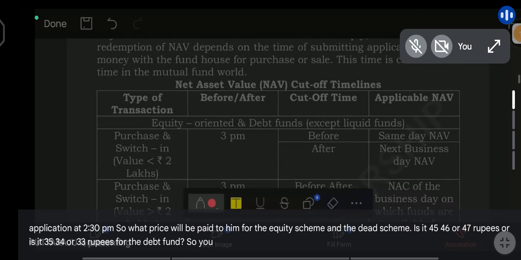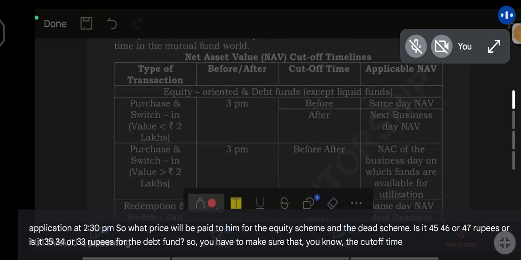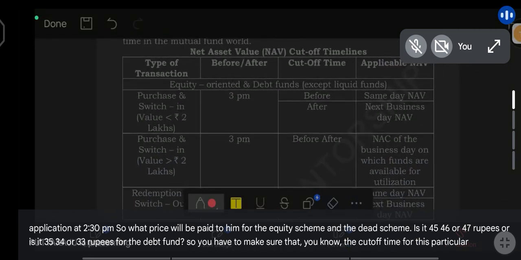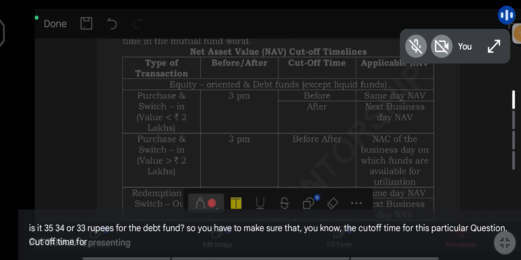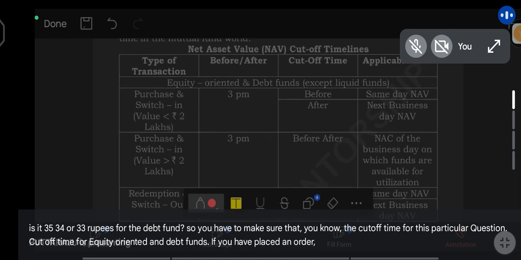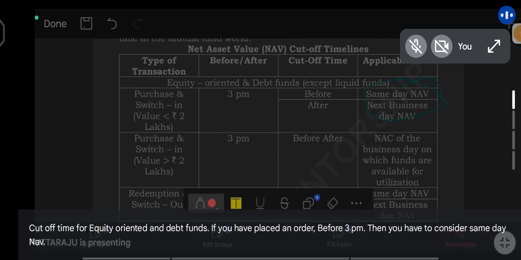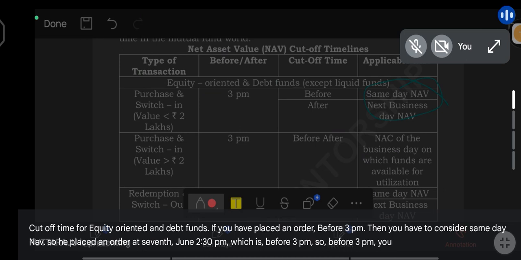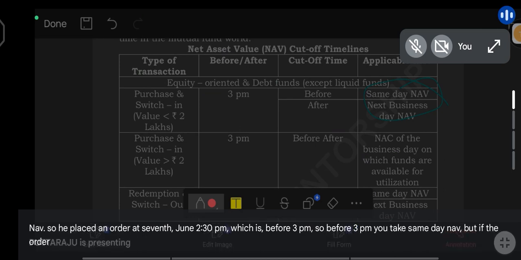So you have to make sure that you know the cutoff time for this particular question. Cutoff time for equity oriented and debt funds. If you have placed an order before 3 p.m., then you have to consider same day NAV. So he placed an order on 7th June at 2:30 p.m., which is before 3 p.m. So before 3 p.m. you take same day NAV, but if the order is after 3 p.m. you take the next day's NAV.